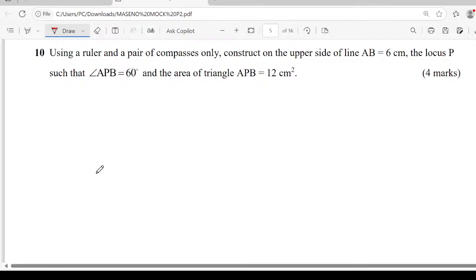construct on the upper side of the line AB, which equals 6 centimeters, the locus P, such that angle APB is equal to 60 degrees, and the area of triangle APB is equal to 12 square centimeters. So this is a question from Form 4, under the topic loci.